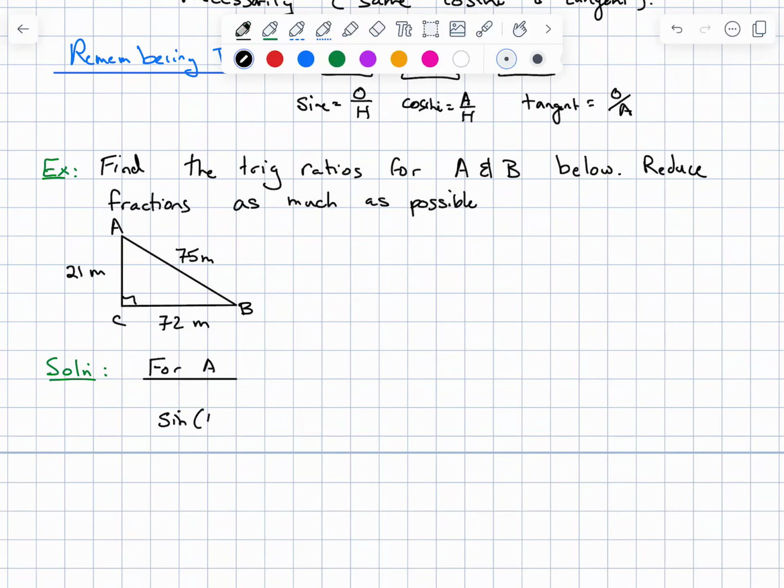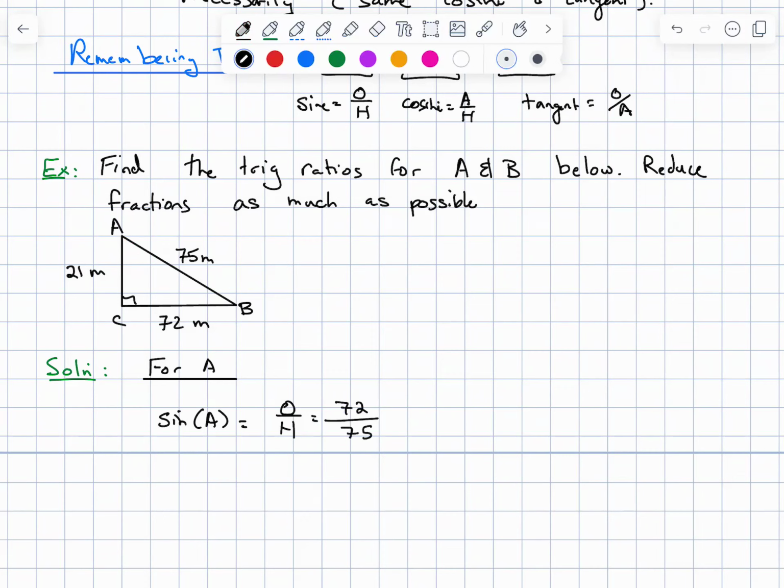Sine of A is, once again, opposite over hypotenuse in relation to A. So the opposite side for A is 72, exactly right. If I was to draw a ray stemming out from angle A, the first thing I would touch would be the side length CB. So the opposite side is 72. Hypotenuse is always the hypotenuse, which is 75.